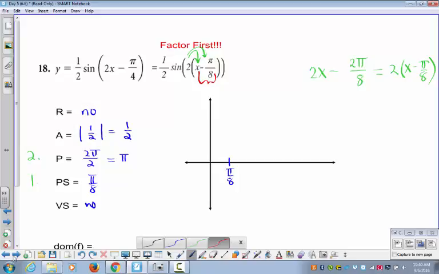Add the period, right? If we're starting here and it's a periodic function that repeats itself every pi radians, to get to the end of the period, we add the period. So we're going to take pi over 8 and add pi to it. And if you have to, it's like, oh, they don't have the same denominator. Well, make them have the same denominator. If that helps you, do it.